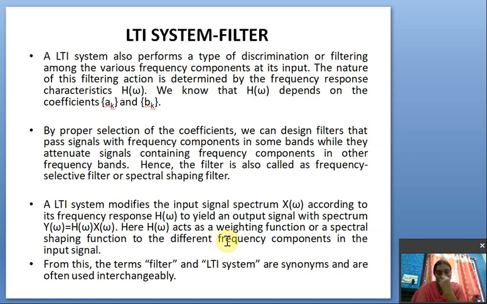For the LTI system, the output Y of omega is the multiplication of the input X of omega and the system response H of omega. So now this particular filter acts as an LTI system. The LTI system acts as a filter based on this equation, that means Y of omega is the multiplication of X of omega and H of omega. Based on H of omega only we can get the output from X of omega. That's why we may use the word LTI system or filter, both words are similar.